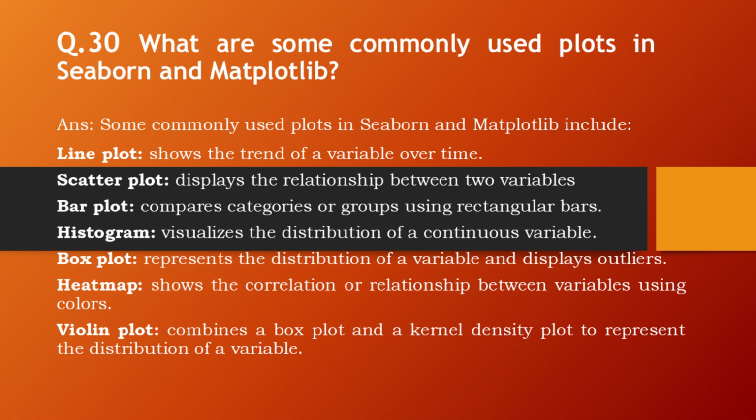Scatter plot displays the relationship between two variables. Bar plot compares categories or groups using rectangular bars. Histogram visualizes the distribution of a continuous variable. Box plot represents the distribution of a variable and displays outliers. Heat map shows the correlation or relationship between variables using colors. Violin plot combines a box plot and a kernel density plot to represent the distribution of a variable.